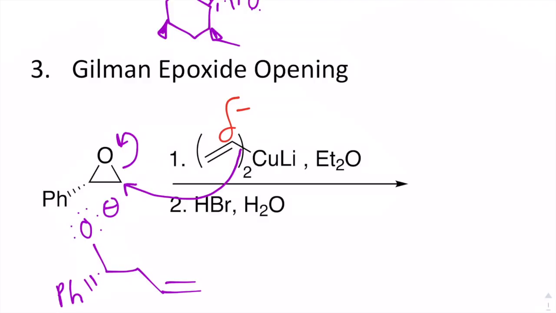And then, again, step 2 is just that acidic workup step, so you'd expect something like this. And again, you can rotate around those sigma bonds and make it look a little bit nicer, but this is just a valid structure as well.